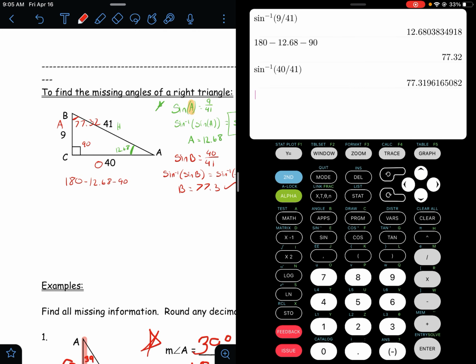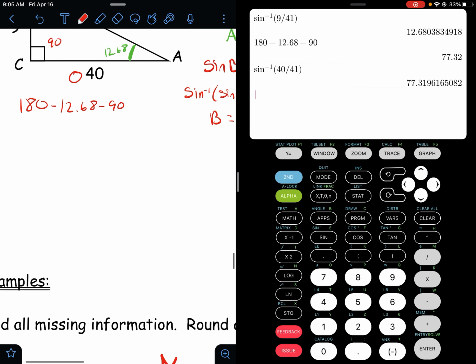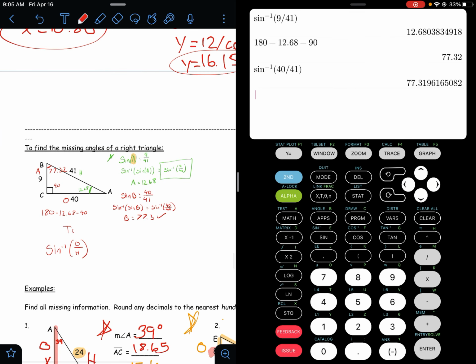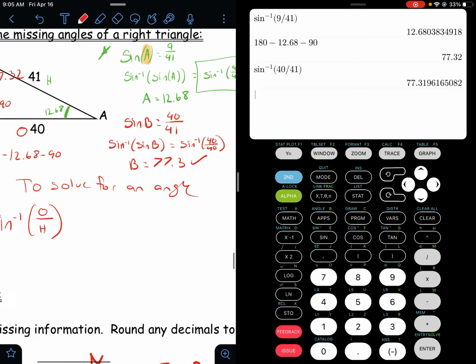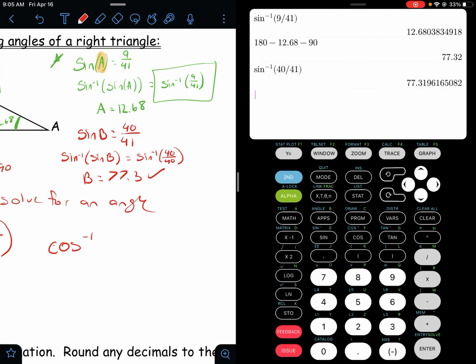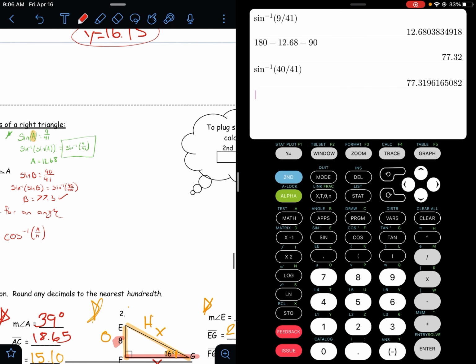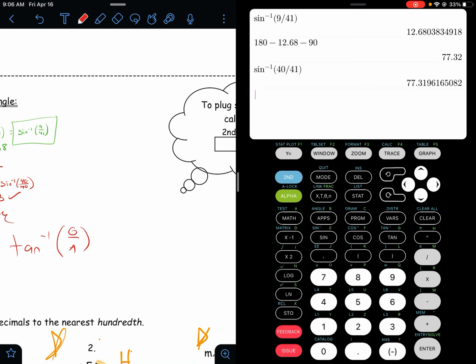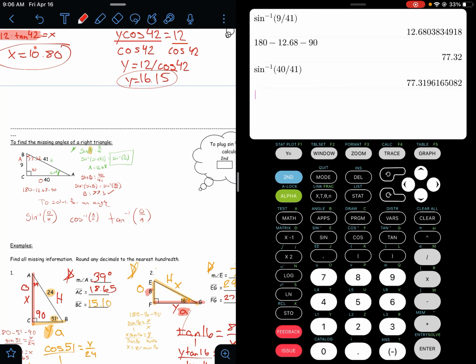So the big takeaway here is when you have to calculate for an angle, you could go through and do it this way. Another way is you could just go straight to the inverse function. Whenever you're looking for an angle, you have to use the inverse function. To solve for an angle, we do sine inverse of opposite over hypotenuse. We could do cosine inverse of adjacent over hypotenuse. And we could do tangent inverse of opposite over adjacent. So again, to solve for an angle, you have to use the inverse functions.